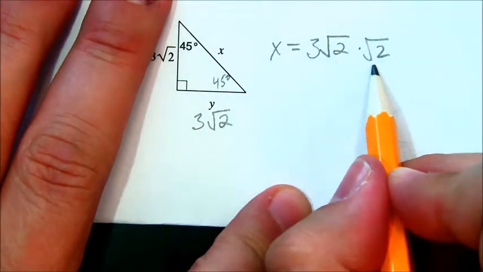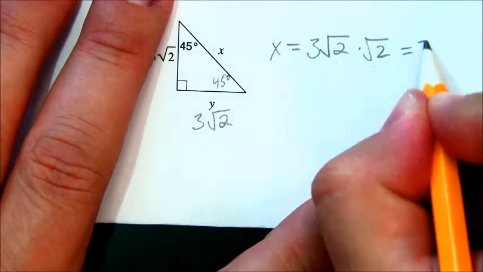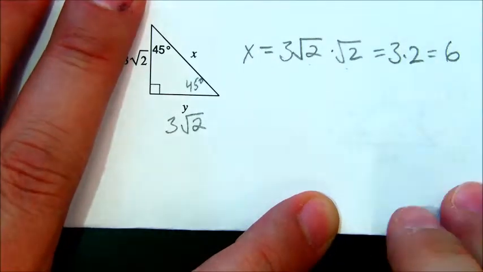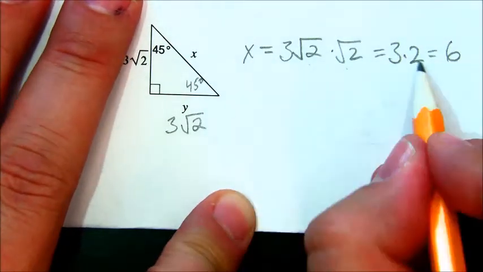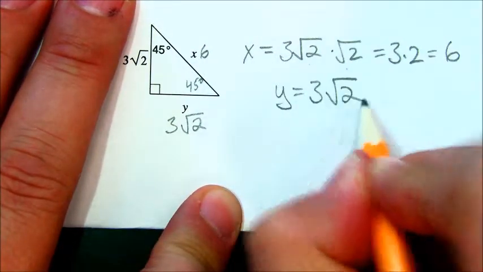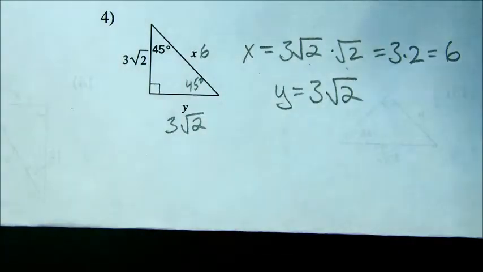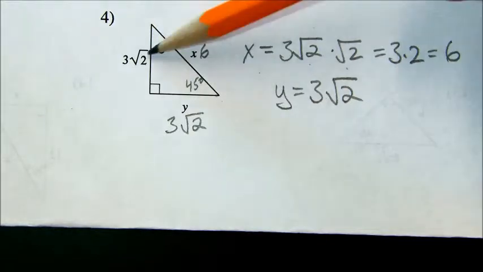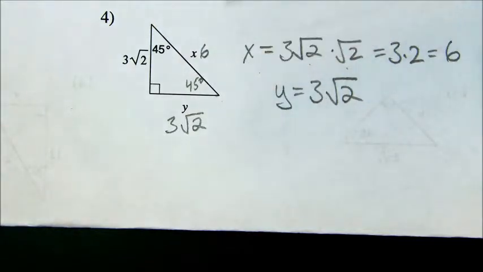The square root of 2 times the square root of 2 is just 2. So I get 3 times 2, which equals 6. So x is going to be 6, and y is going to be 3 times the square root of 2. It doesn't matter that the length has a square root of 2. That's just another number. What matters is that you take whatever number that is and you multiply it by the square root of 2.